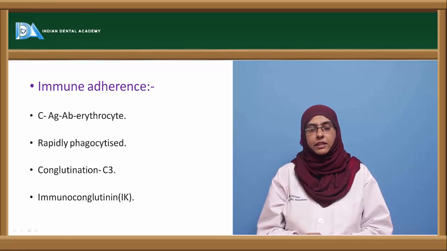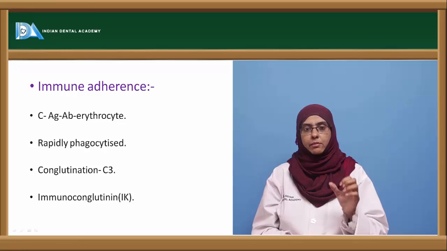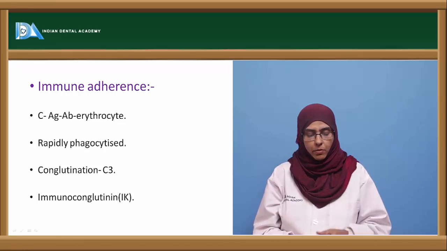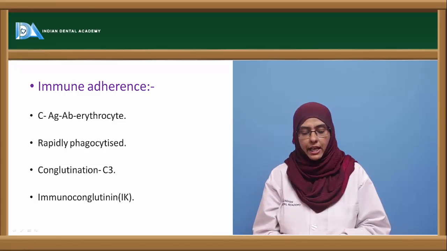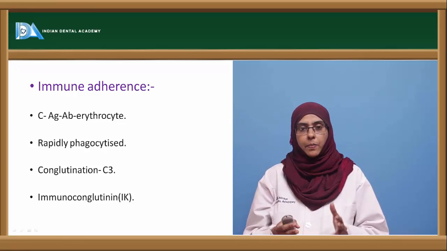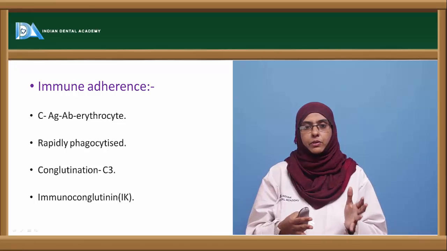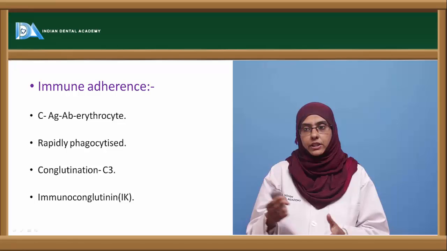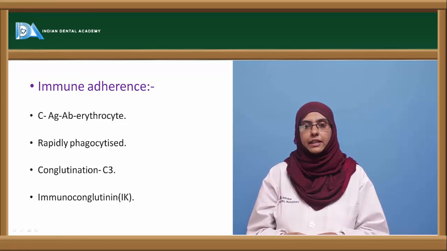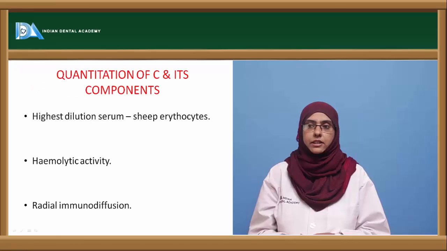And there is bovine serum albumin, which has a specific protein called K protein, called conglutinin, which goes and interacts to form a reaction with the complement protein which is coated with the complement serum protein C3. So this is called immunoconglutinin, IK, which can be used in serological diagnostic procedures.